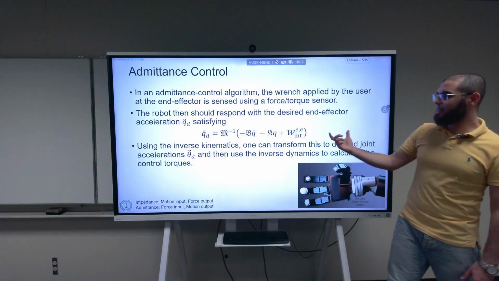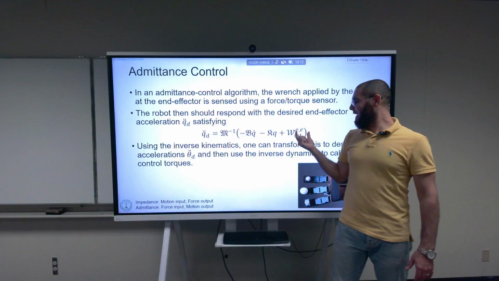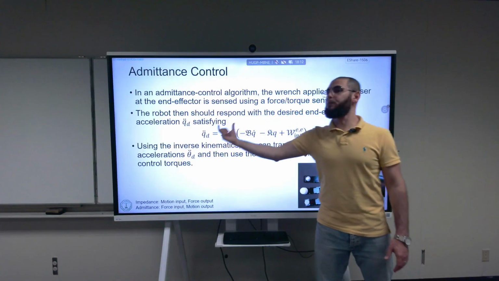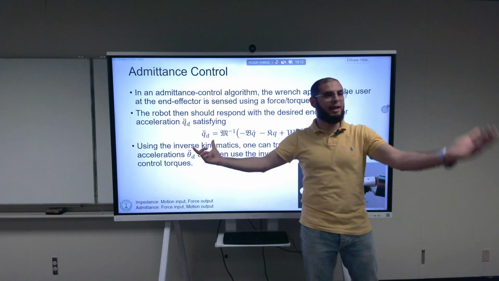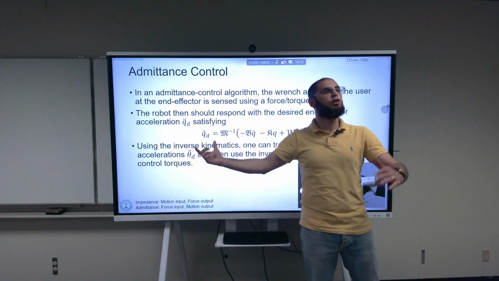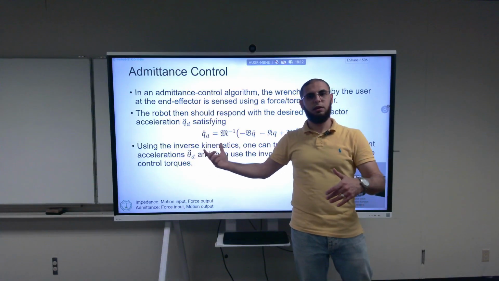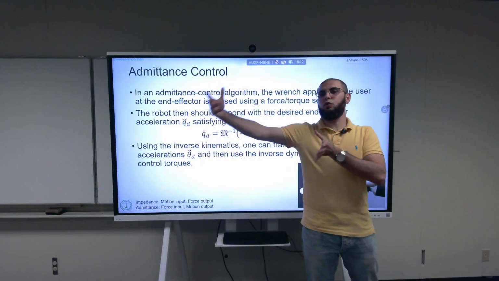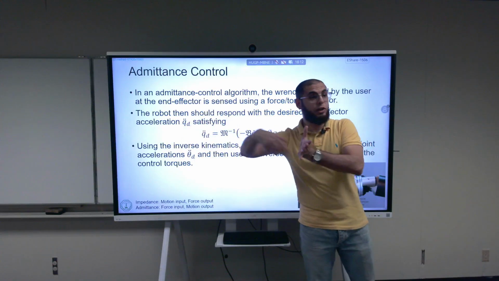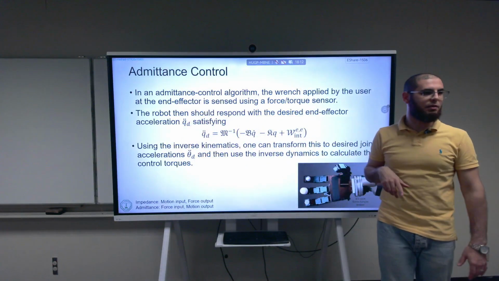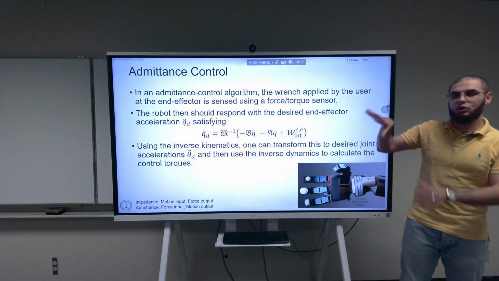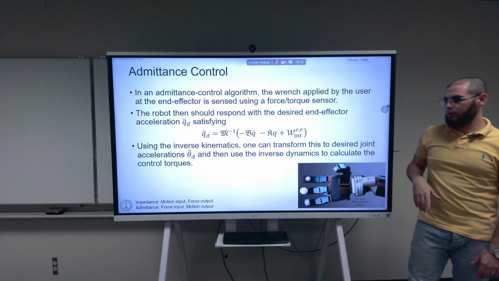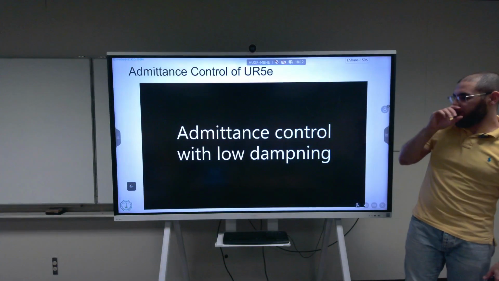So the whole idea is that the input here is the force, or the wrench, and the output is the acceleration. Of course, you can integrate the acceleration to get Q dot desired, and integrate once more to get Q desired. And Q desired, Q dot desired, and Q double dot desired are what you give to another controller. Exactly, there's another control loop implementing this. So usually admittance control is put as an outer loop to another inner loop.